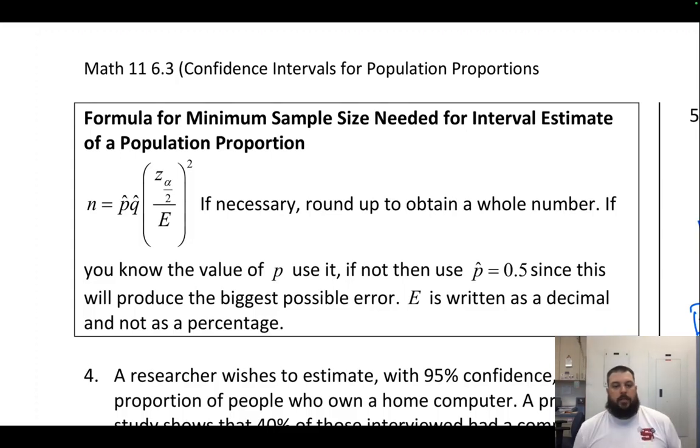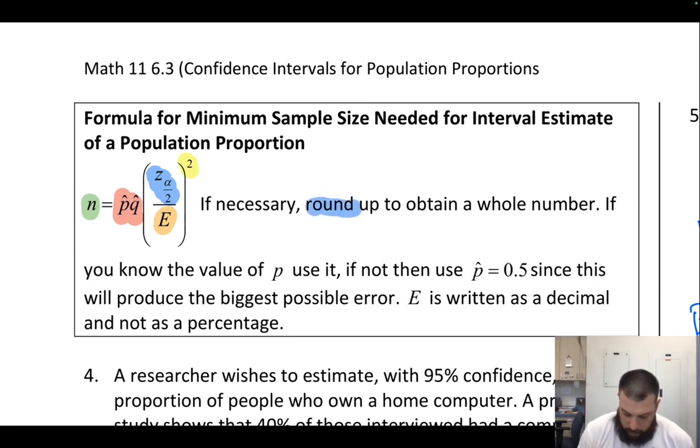All right, so looking at our last concept here, formula for minimum sample size needed for interval estimate of a population proportion. So a lot of this is actually gonna look familiar, right? We have n, we have p hat next to q hat, we have our z alpha over 2, and we have our error, and then just squared.